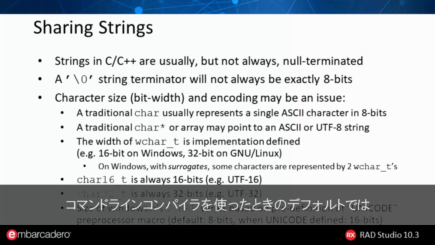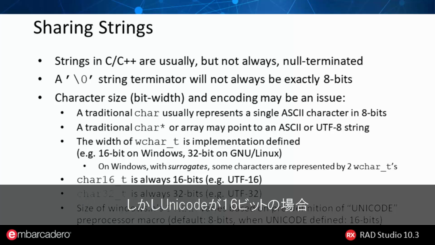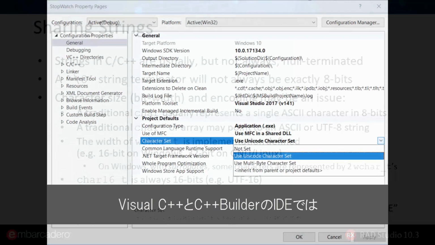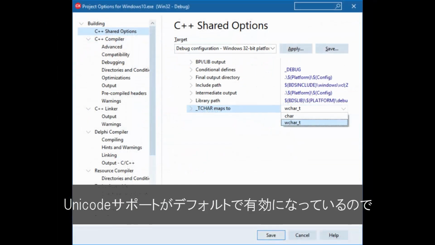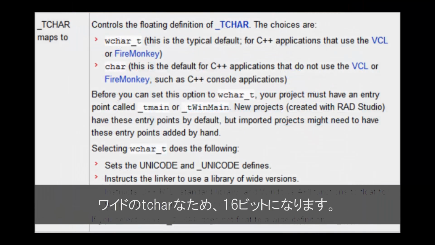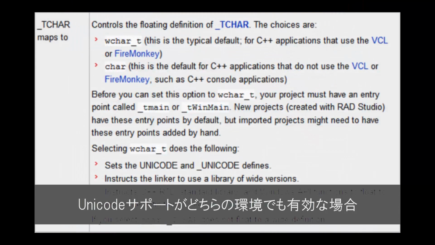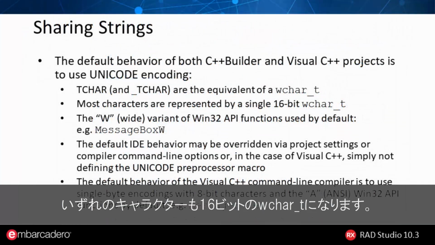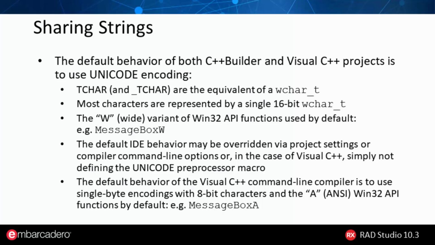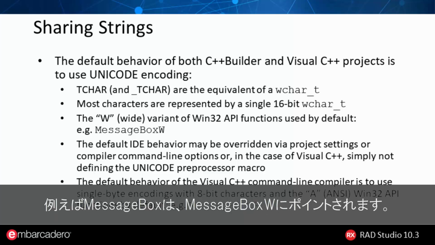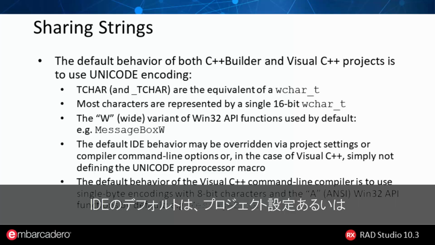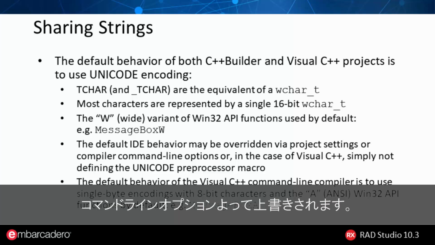By default, when using the command line compiler, the size of a TCHAR is 8 bits, but when UNICODE is defined, it's 16 bits. In the Visual C++ and C++ Builder IDEs, the project settings default to enabling Unicode support and a wide TCHAR, so 16 bits. When Unicode support is enabled in both environments, most characters are represented by a 16-bit wchar_t. Also, the wide variant of the Win32 API functions will be used by default, so MessageBox, for example, will point to MessageBoxW. The default IDE behavior may be overridden via project settings or command line options.